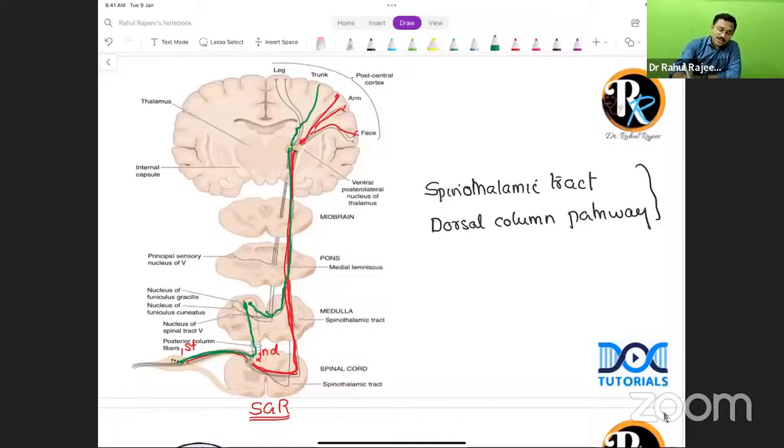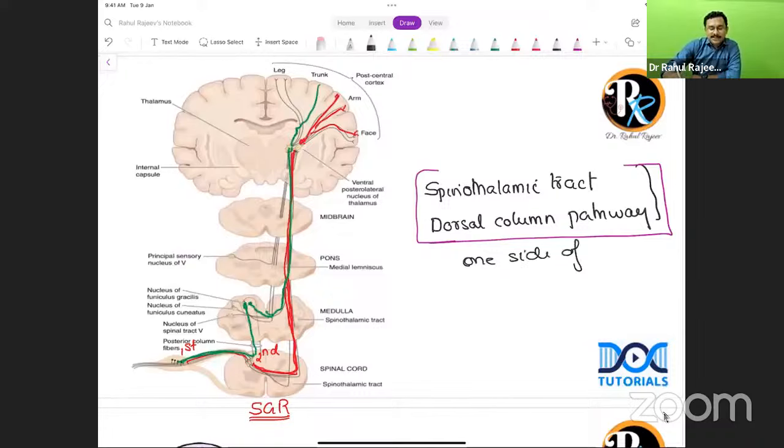Similar to that, you also remember we discussed the spinothalamic tract and dorsal column pathway, which are carrying sensations from one side of the body. Right. So there are two on each side, right? One on each side, one side of the body. Okay. Now, there is also another tract known as the trigeminothalamic tract.